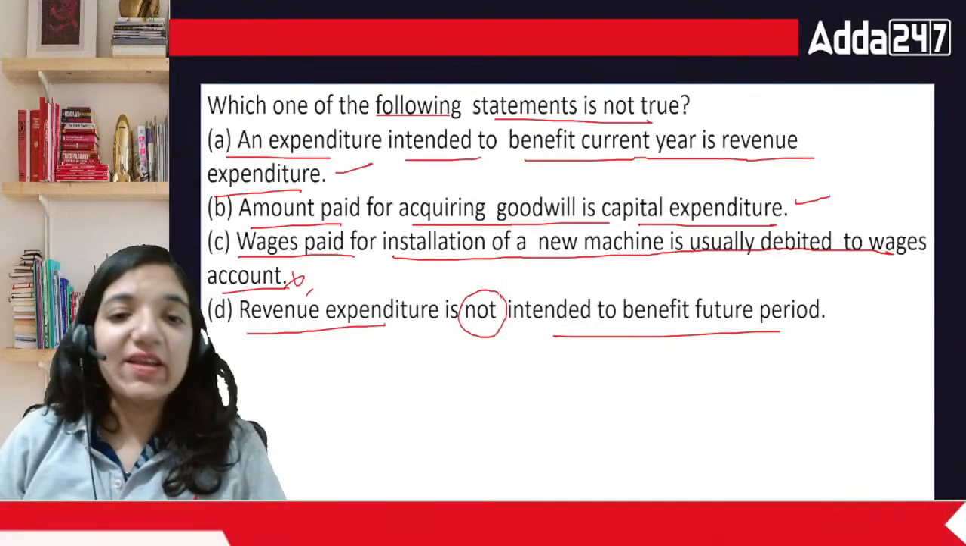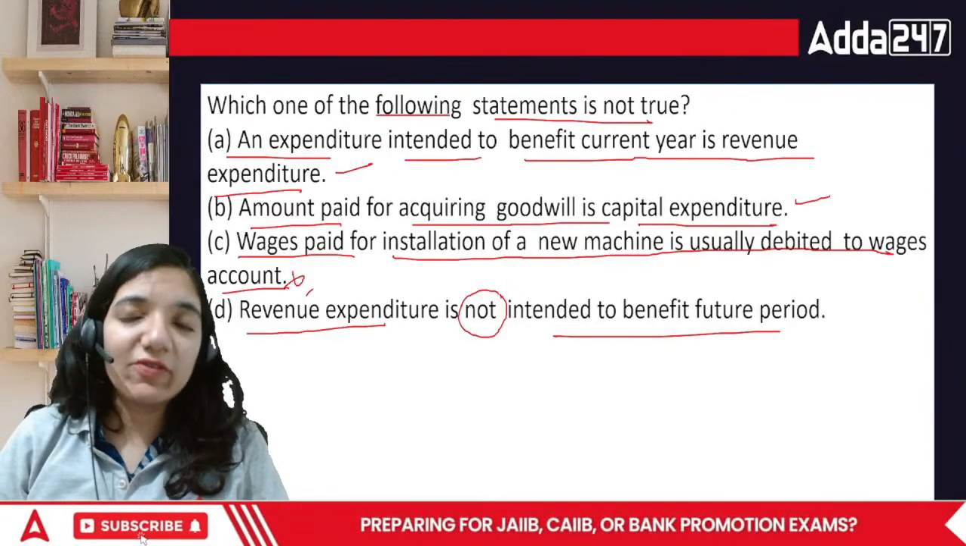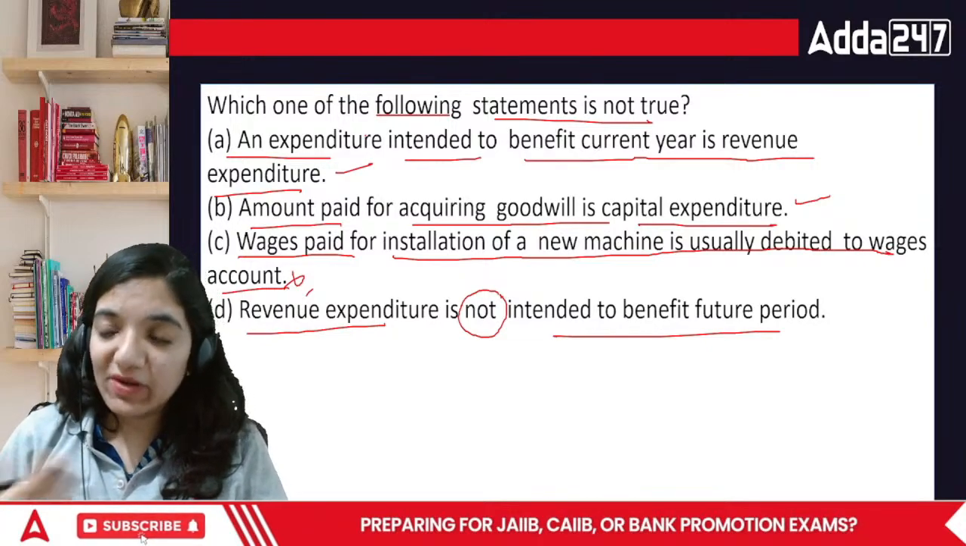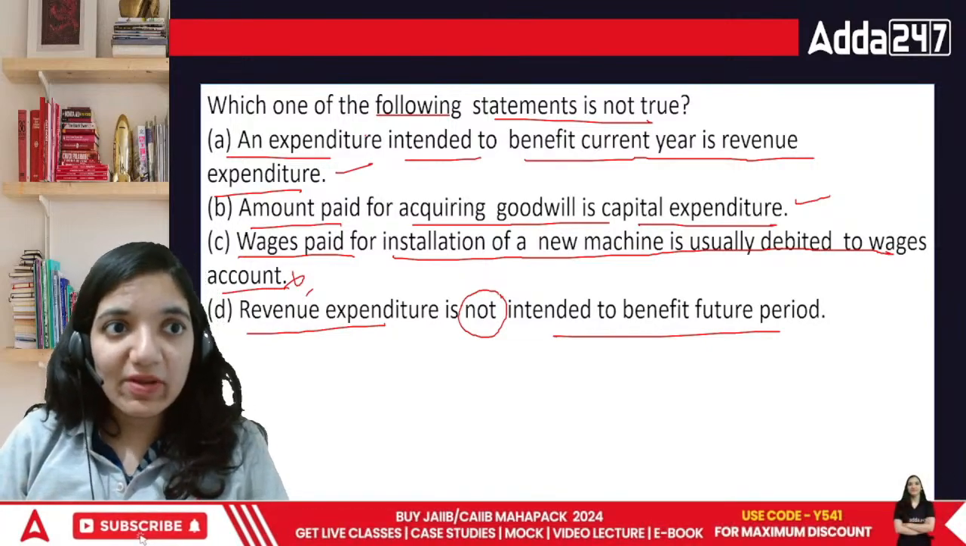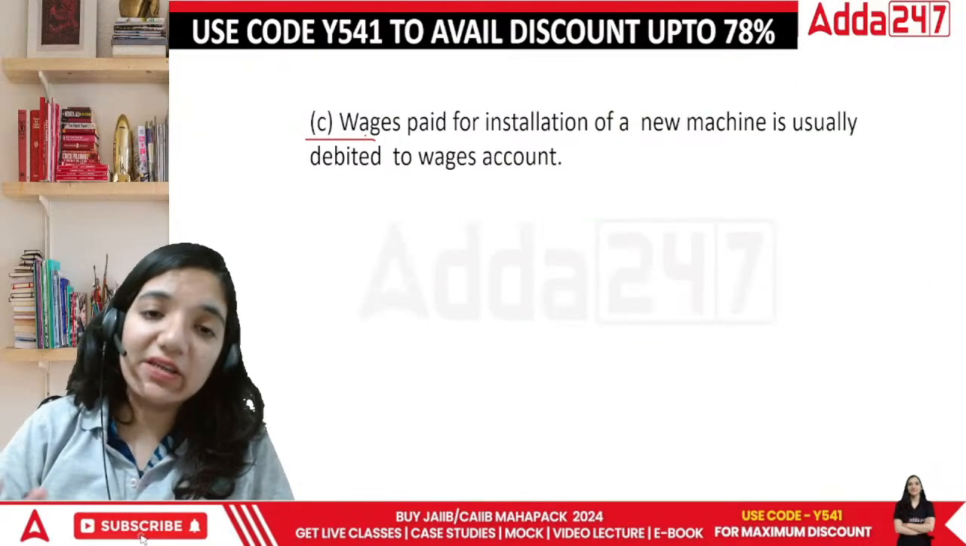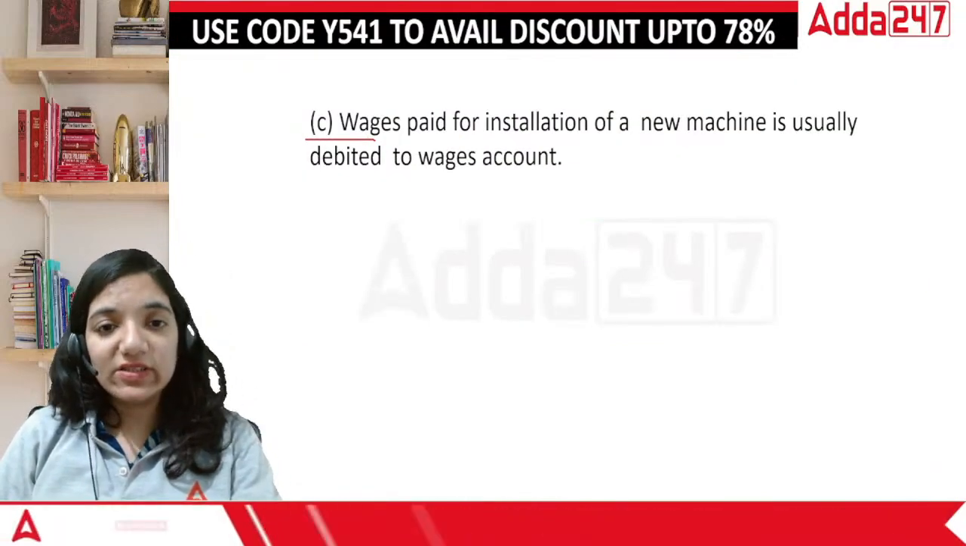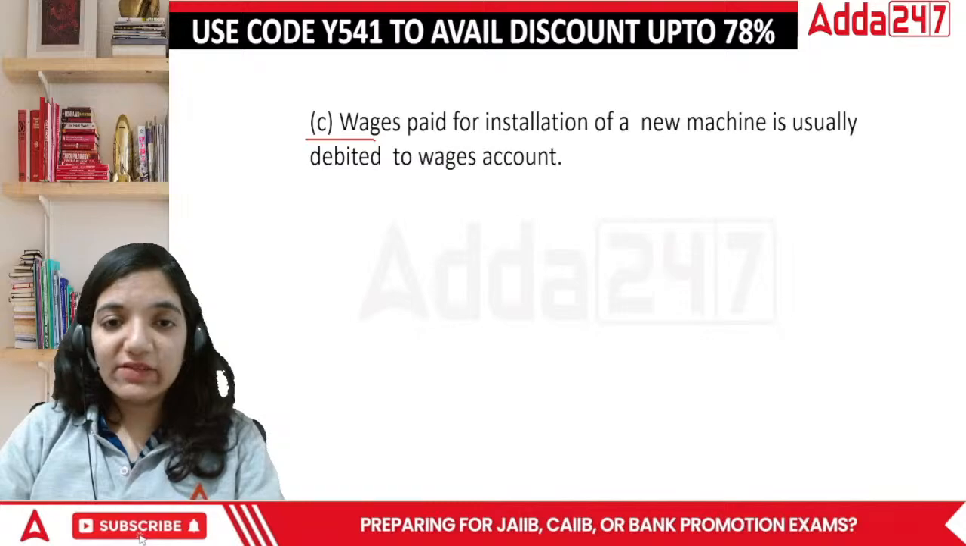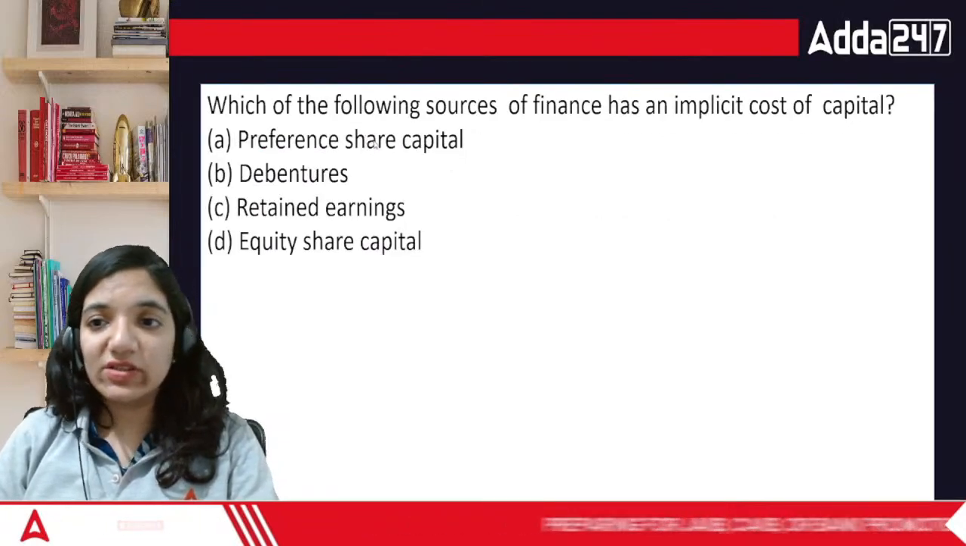Last one as well. Revenue expenditures are not for the future. Revenue means you are spending today to get benefits today itself, in the specific year that is covered in this specific area. Done, everyone? Now comes the next question.